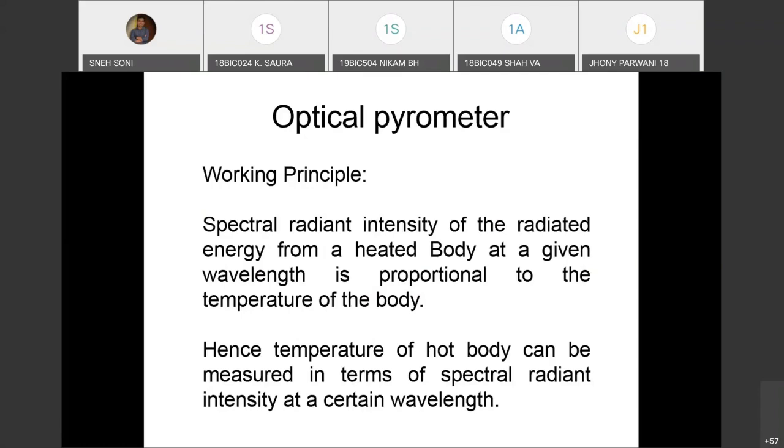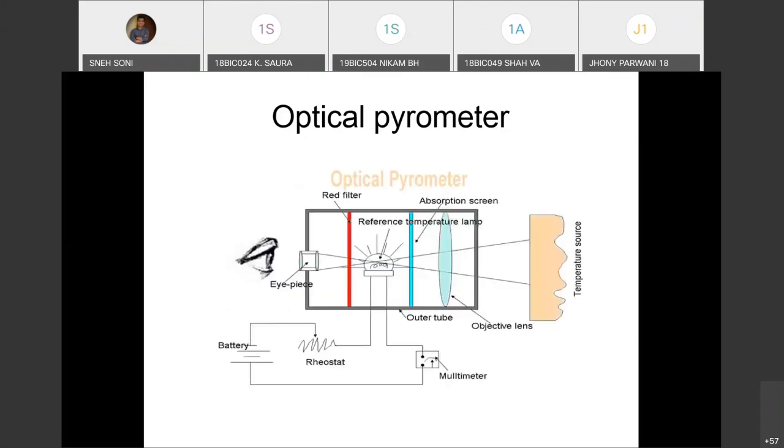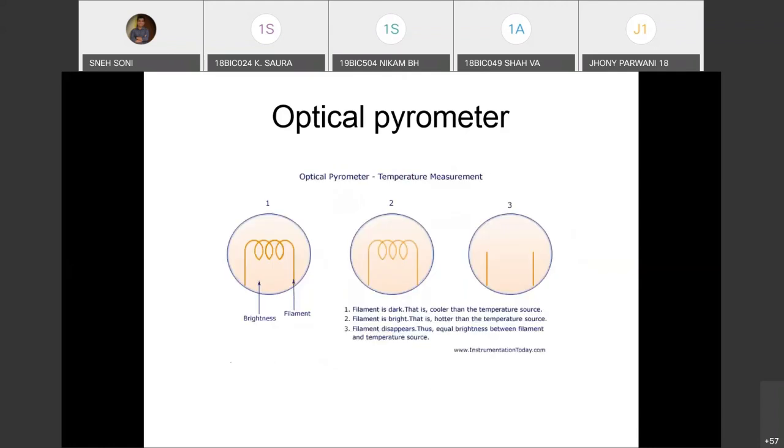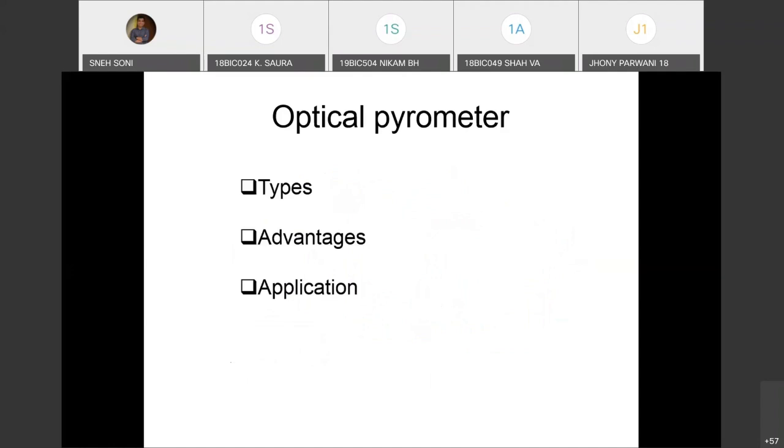Right, so here the spectral radiant intensity of the radiated energy from a heated body at the given wavelength is proportional to the temperature of the body. Hence, the temperature of a hot body can be measured in terms of spectral radiant intensity at a certain wavelength. So indirectly it will give you the temperature of the hot body. Fine. After discussing the detailed construction as well as the working principle, we should now at least understand the difference between the radiation pyrometer and the optical pyrometer, right? And we can also discuss its types.